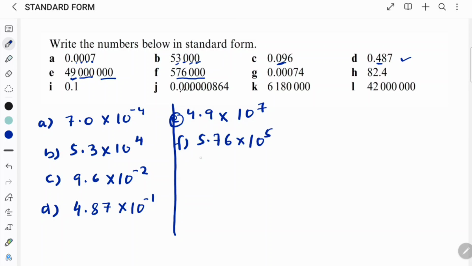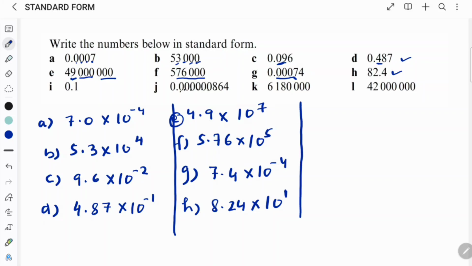Now we have part G. Part G is, this is negative power and 7 is at the fourth place, so 7.4 into 10 to the power -4. Part H, 82.4 positive power, 8.24 into 10 to the power, only 2 is there, so it will be +1 power because it's 80. 80 means 8 times 10.